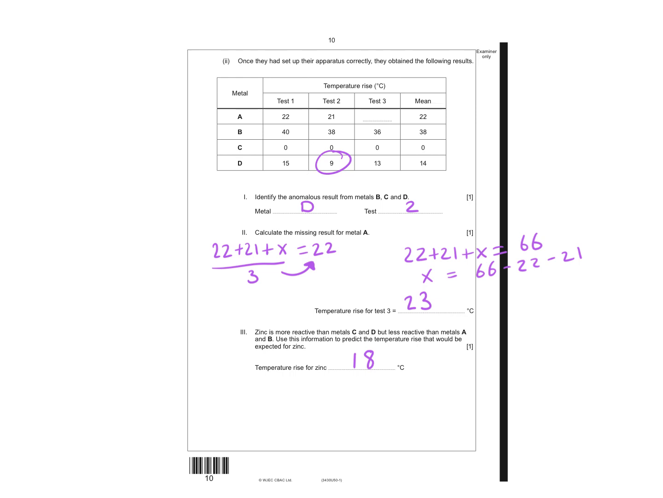Zinc is more reactive than metal C and D, but less reactive than metal A and B. Use the information to predict the temperature rise which would be expected for zinc. So it's going to be somewhere in between 14 and 22. So I went for 18, but you should have got a mark for any number in between 14 and 22.